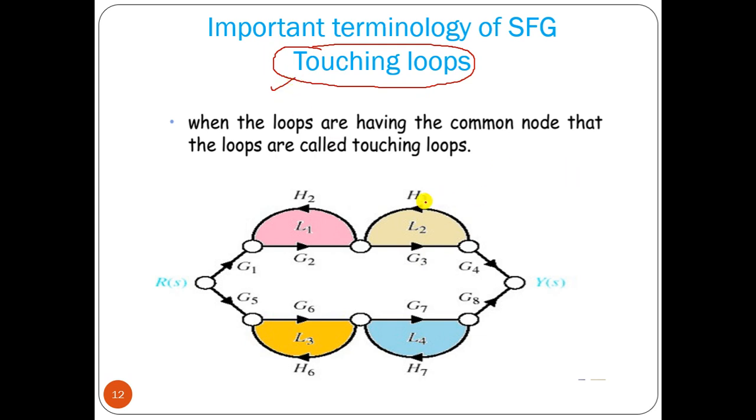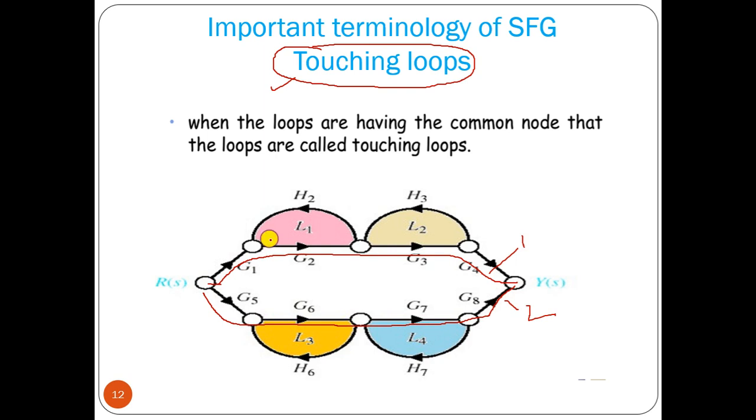That means whether two loops are touching with each other or not. In this case, we can see we have two forward paths. This is one forward path from input to output, and this is another forward path, right? So we have two forward paths. This is your first, this is your second forward path.